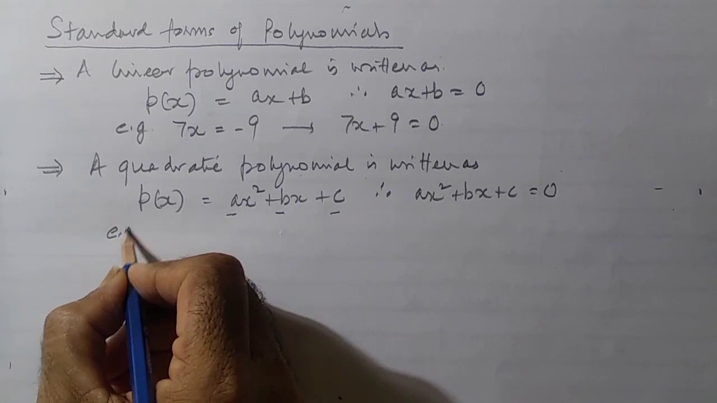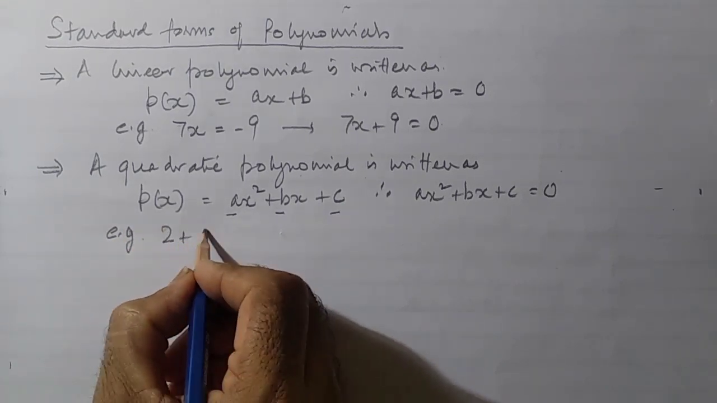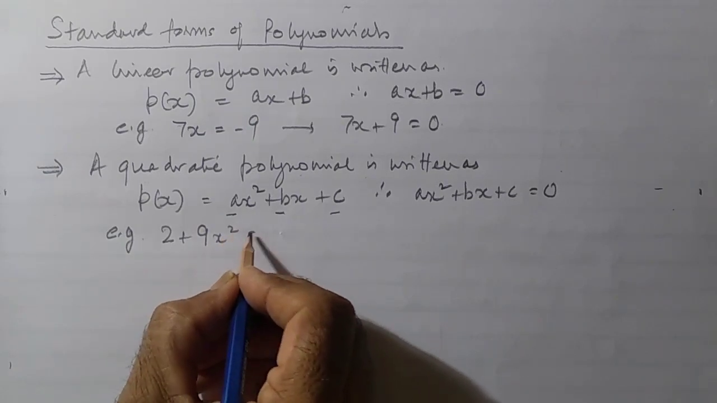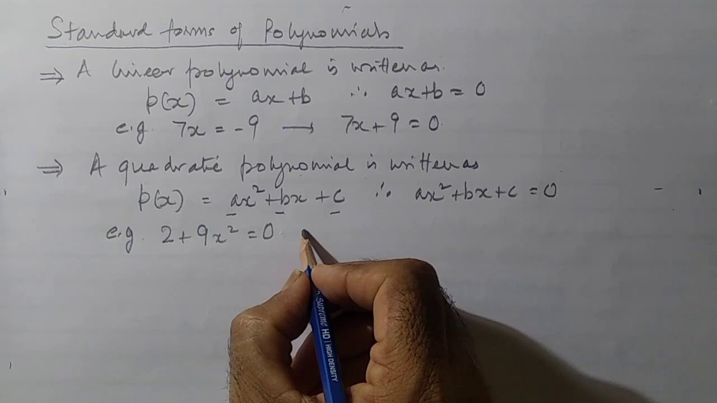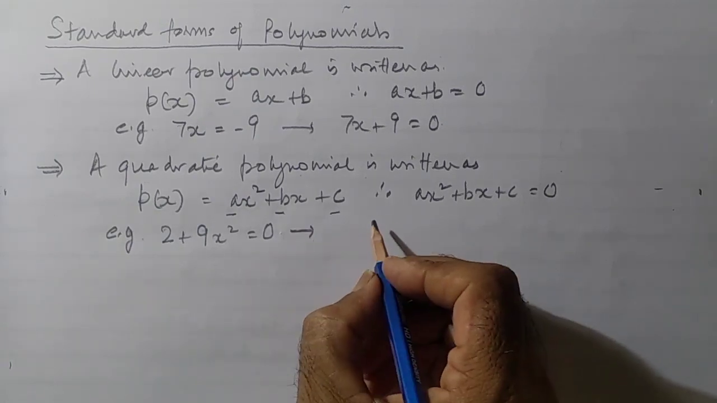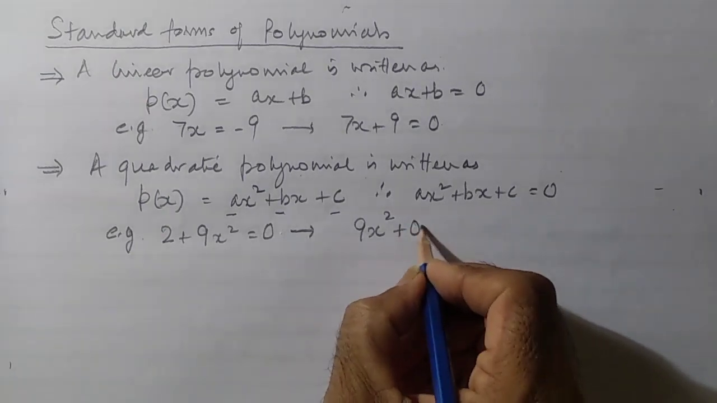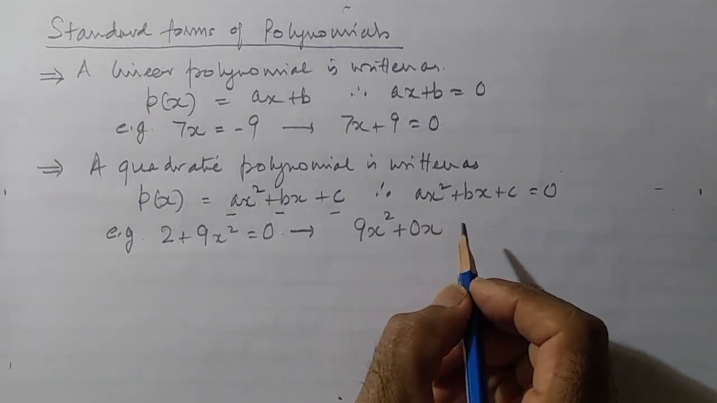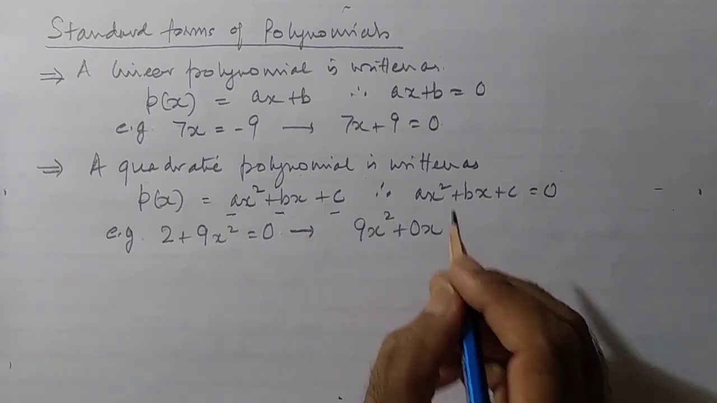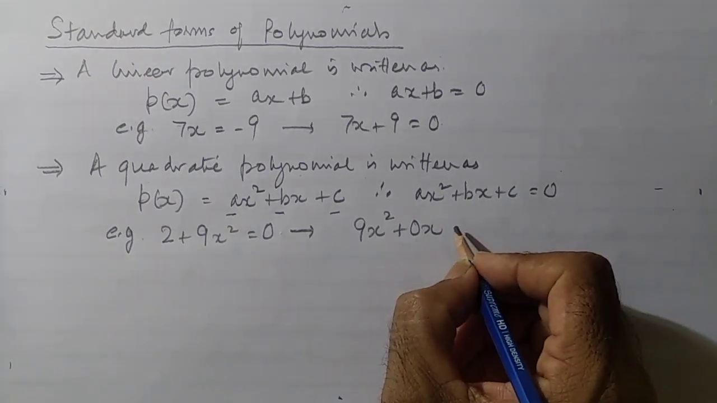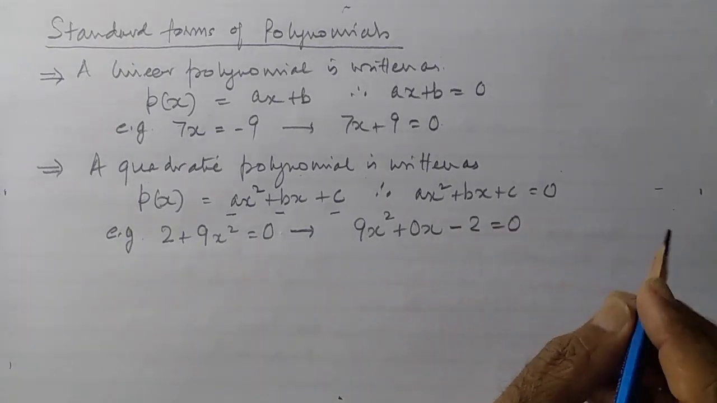Second example here. 2 plus 9x squared is equal to 0 is written as 9x squared plus 0x. x is not given here, so we can write 0x as a standard form. Minus 2 is equal to 0.